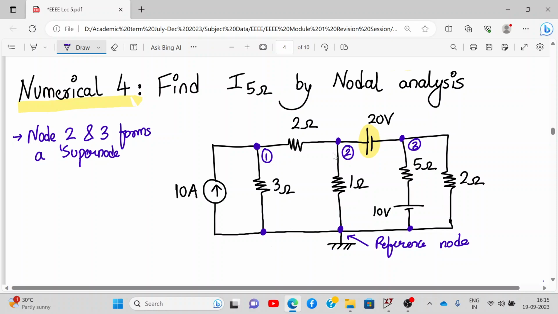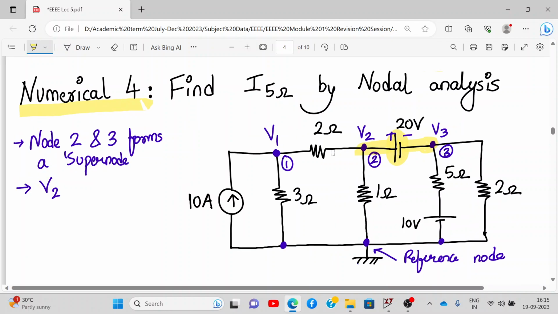So first write down the node voltages. This is V1, V2, and V3. So immediately we can write the equation of the supernode in terms of the node voltages. So here we have plus minus. V2 minus V3 is equal to 20. So V2 minus V3 is equal to 20. Let's call it equation number 1.